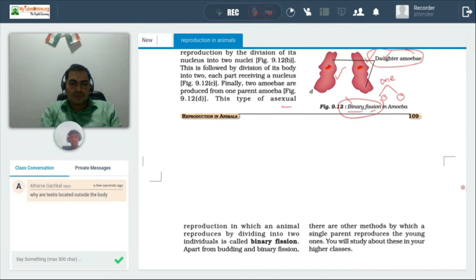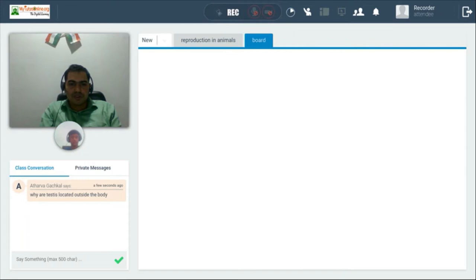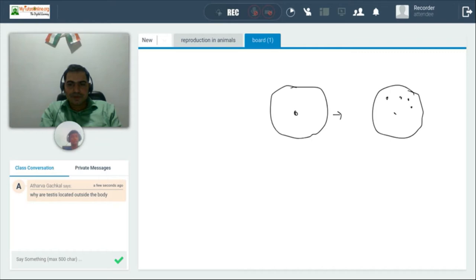So this is called binary fission when the single animal divides into two. Apart from that, there is multiple fission also, which is not given in your book. What happens in the case of the malarial parasite? A single cell nucleus starts to divide and becomes multinucleate. Then each nucleus develops cells around it. And this main parent cell bifurcates and gives rise to numerous parasites, merozoites.